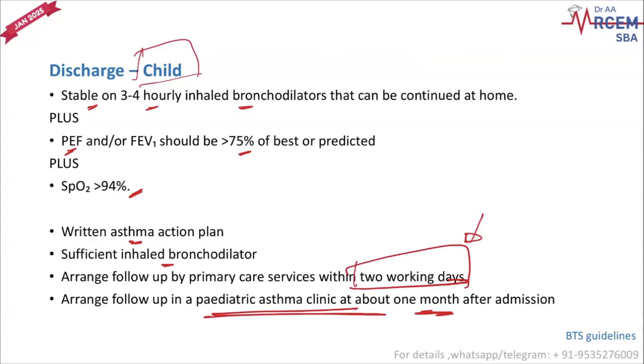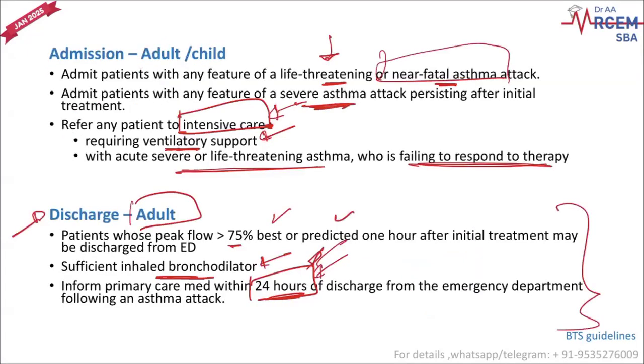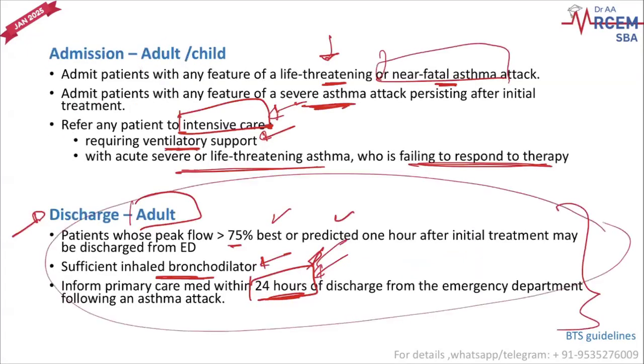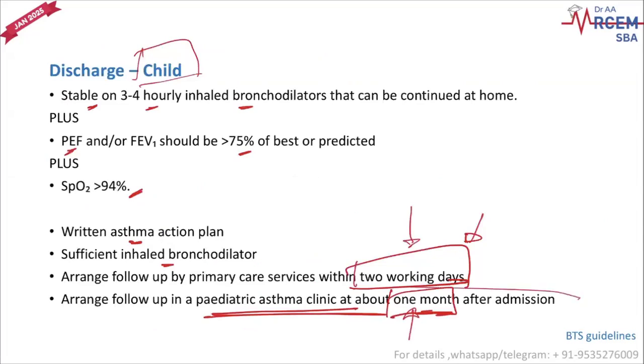Because this is a pediatric age group, whether the chronic management of the asthma needs to be changed or continued with the same treatment, that call will be taken by a specialist, that is, a pediatric asthma clinic. They need to go and have a checkup done, so this appointment needs to be given within a month's time. The 2 days has been previously tested, but that doesn't mean they won't test the adults. So remember, the next time they might ask about the adults, or they might ask about the pediatric asthma clinic, where the kid has to follow up after a month's time.